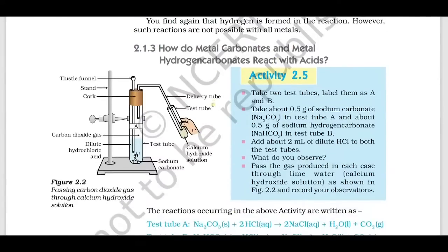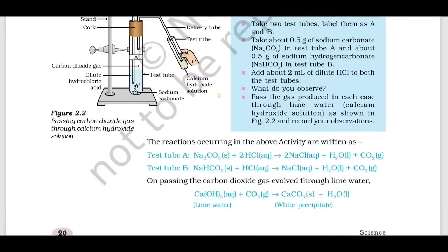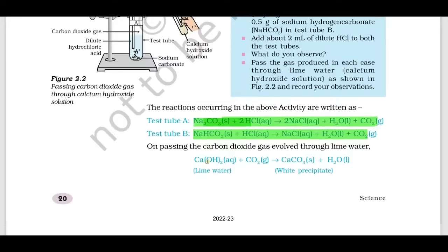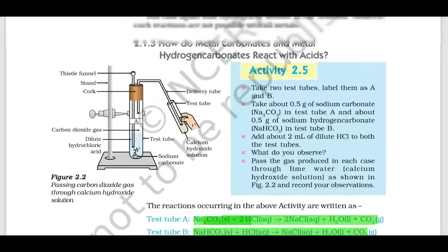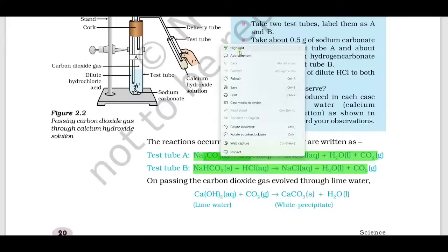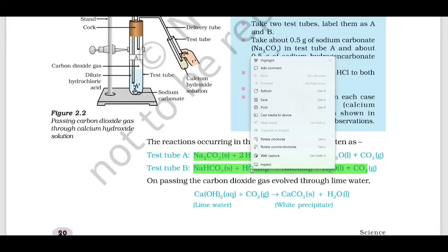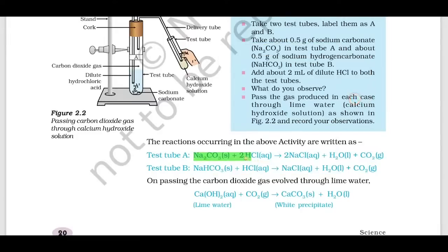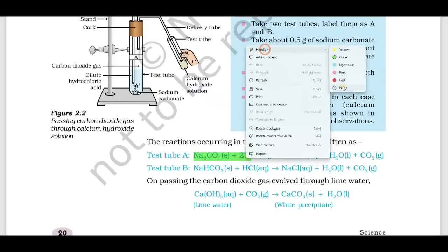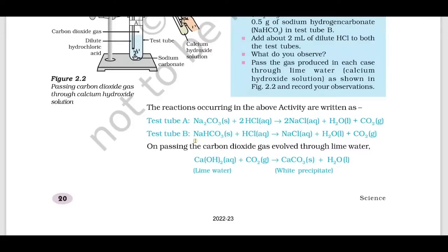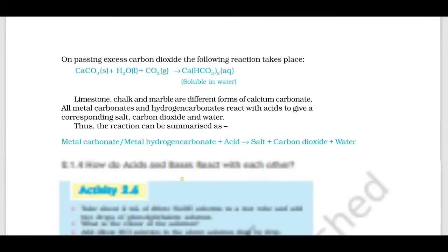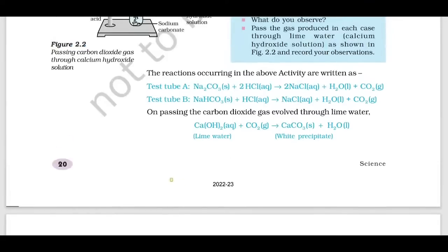How do metal carbonates and metal hydrogen carbonates react with acid? Metal carbonates and metal hydrogen carbonates reacting with acid release what? Carbon dioxide gas. Name the gas released when sodium carbonate and sodium hydrogen carbonate react with acid. Carbon dioxide gas. These reactions are very important from the examination point of view.